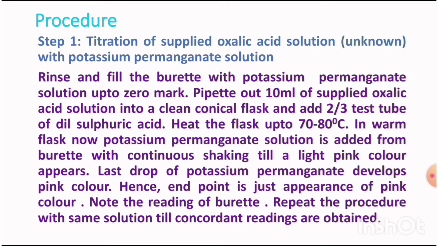Procedure. Step 1. Titration of supplied oxalic acid solution, that is unknown solution, with potassium permanganate solution. Rinse and fill the burette with potassium permanganate solution up to 0 mark. Pipette out 10 ml of supplied oxalic acid solution into a clean conical flask and add 2/3 test tube of dilute sulfuric acid. Heat the flask up to 70 to 80 degrees centigrade. In warm flask now, potassium permanganate solution is added from burette with continuous shaking till a light pink color appears. Last drop of potassium permanganate develops pink color. Hence, endpoint is just appearance of pink color. Note the reading of burette.